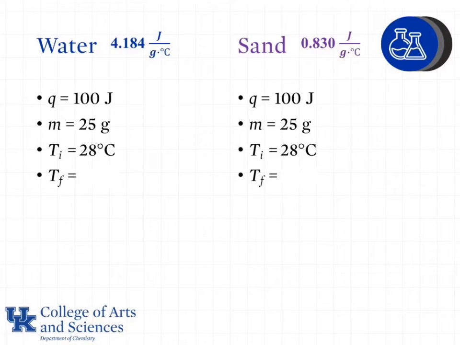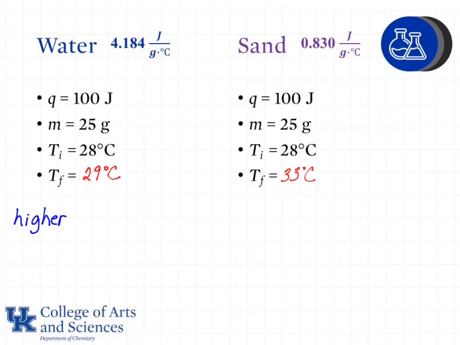Let's compare the values we got for the two problems. Both of them had the same value of Q, so the same amount of energy. Both samples had the same mass. The initial temperature for both was the same, but we see that the final temperature for the water is 29 degrees Celsius. The final temperature for the sand was 33 degrees Celsius. And this is a result of having different specific heat capacities.